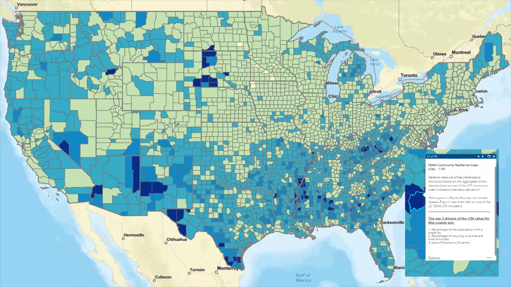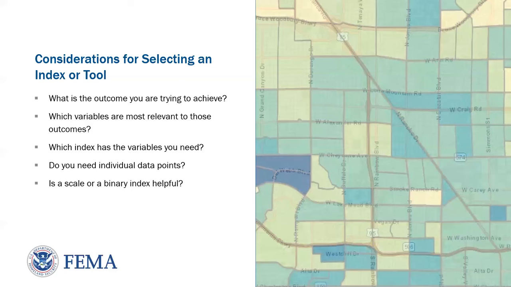This is just a visual to show you what the CRCI looks like. It provides a score to each census tract that is a relative measure of the challenge to resilience based on the aggregate of the standardized scores of those 22 commonly used indicators. That's kind of a mouthful, but one thing that's really interesting with this CRCI index, and you can see it in that snapshot in the bottom right of the screen, is that for each census tract, you can learn the top three drivers of the CRCI value for that census tract or county. So it really creates a high level view. You can get down into the weeds and pull out the individual data points, but you can also see the top three drivers that are impacting that particular community's challenges to resiliency. Next slide.